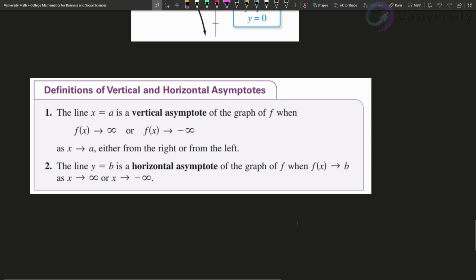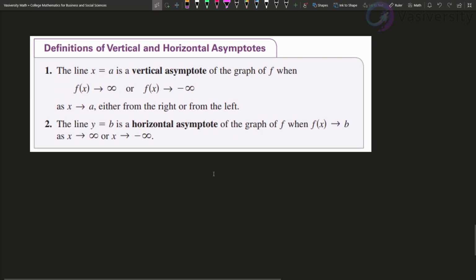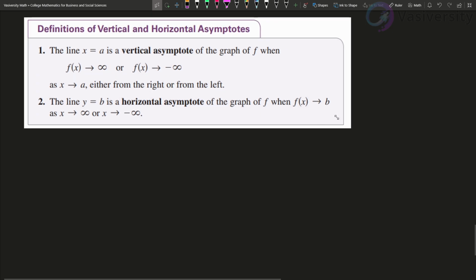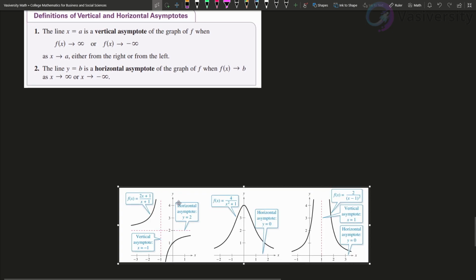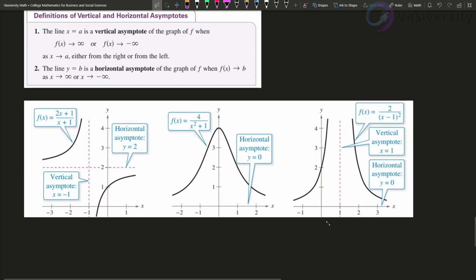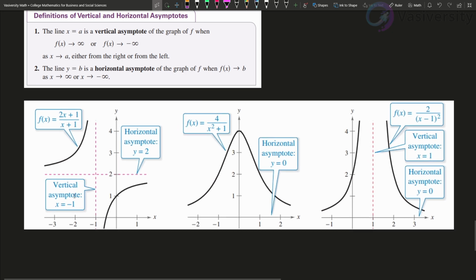Right? So here we will have a few more examples. Let's take a look at a few more examples of the graphs. So we might have something like this. Right? Let's move it a little bit here. And here it's going to be some examples. So for the first example, we have the function f of x equals 2x plus 1 over x plus 1. So here we have a horizontal asymptote of y equals 2.